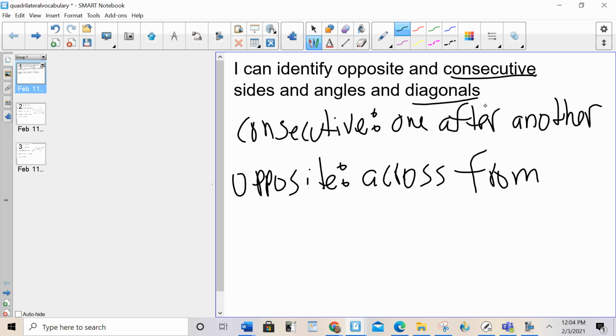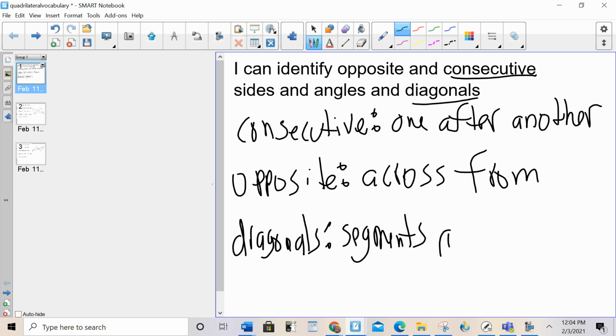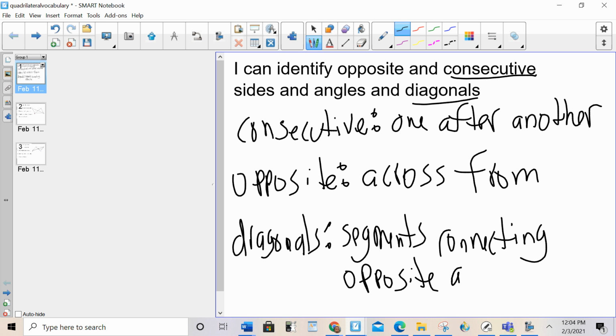Diagonals are segments connecting opposite angles. So let's run through it.